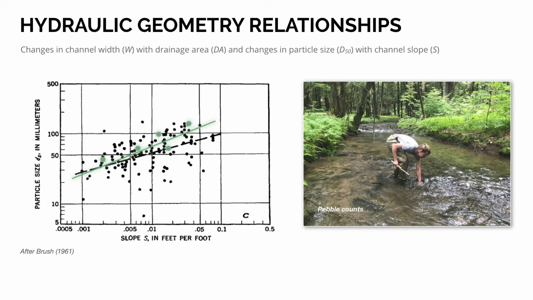Particle size, as measured by pebble counts, shown being conducted in the photo, generally decreases downstream, and increases with slope, because shear stress and transport capacity are highest in the steeper headwater regions of the watershed. Here, the grain size counts are shown plotted on top of the figure from Luna Leopold's classic 1961 USGS professional paper entitled Drainage Basins, Channels, and Flow Characteristics of Selected Streams in Central Pennsylvania.